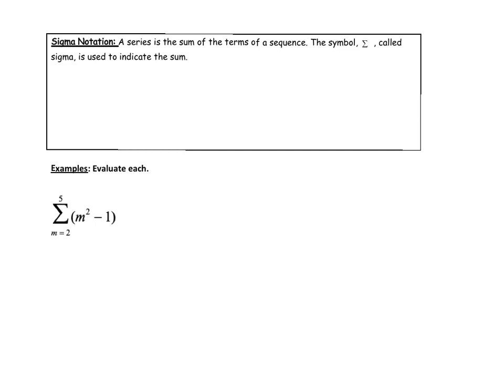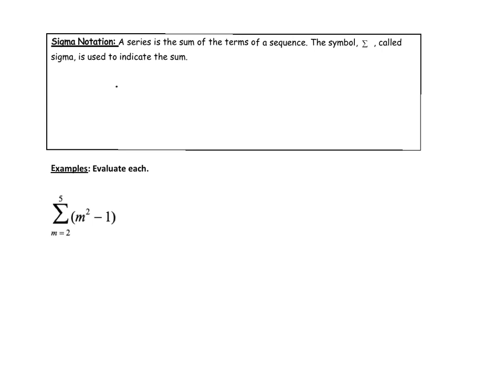Hi everyone, in today's lesson we're going to talk about something called sigma notation. A series is the sum of the terms of a sequence, we know that. This symbol right here is called sigma and it's used to indicate the sum. So the structure of all sigmas will look like this.